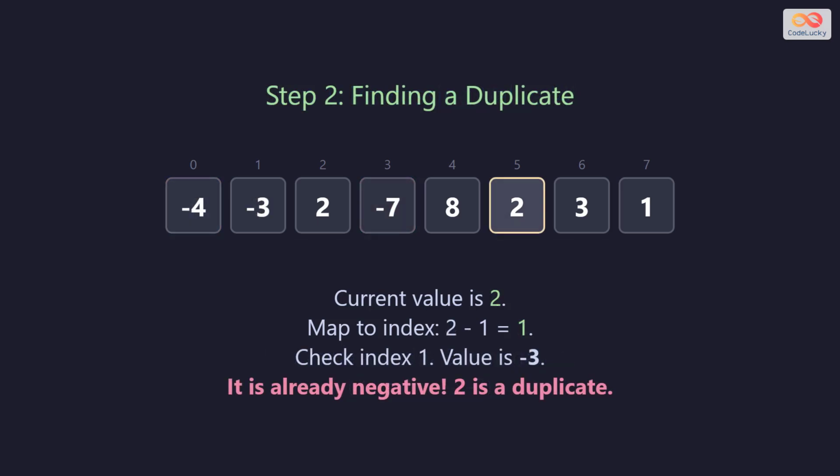Now imagine we are further in the loop and we encounter the number 2. We map this to index 1. When we check index 1, we see the number there is -3. Since it is already negative, we know we have processed a 2 before. Therefore, 2 is a duplicate, and we add it to our result list.